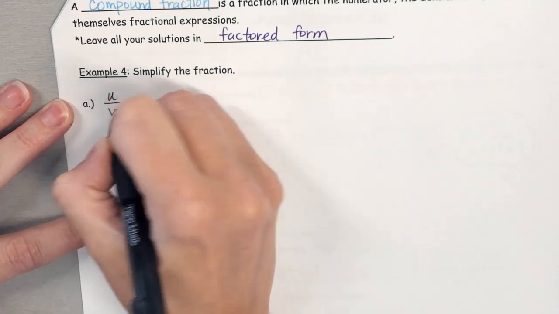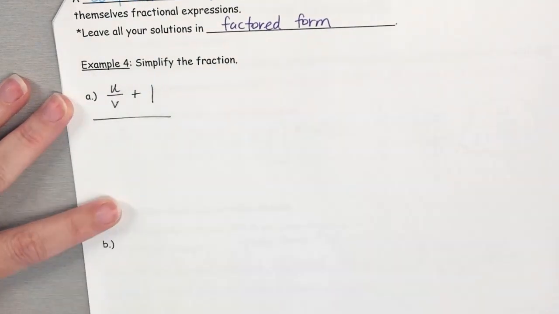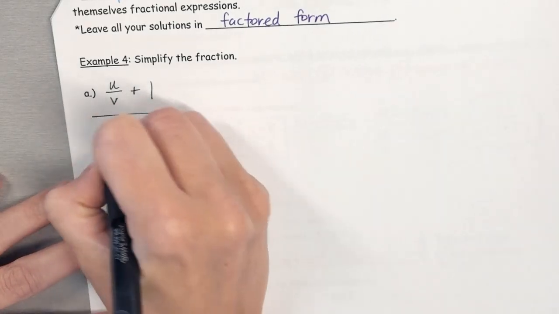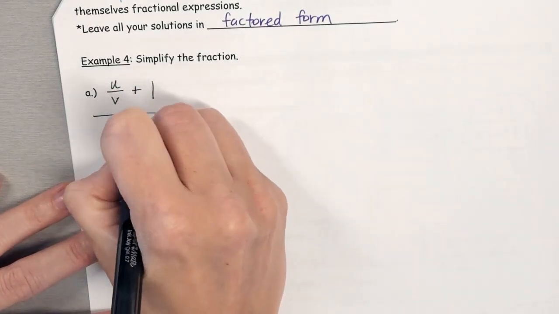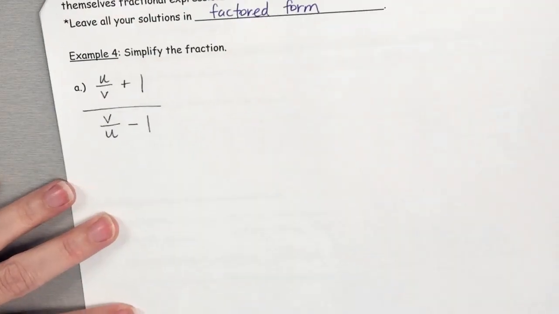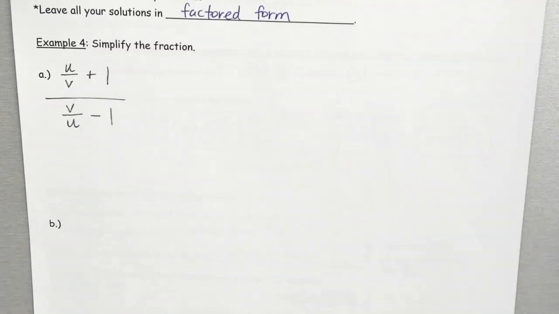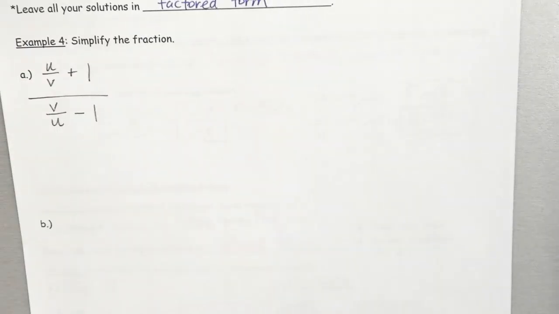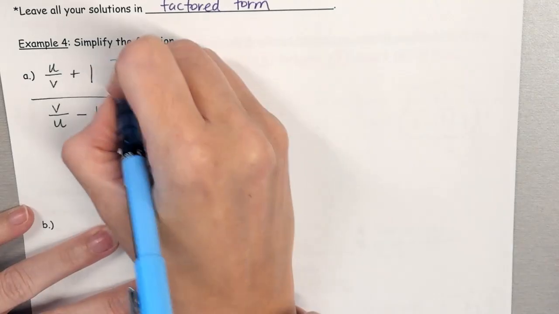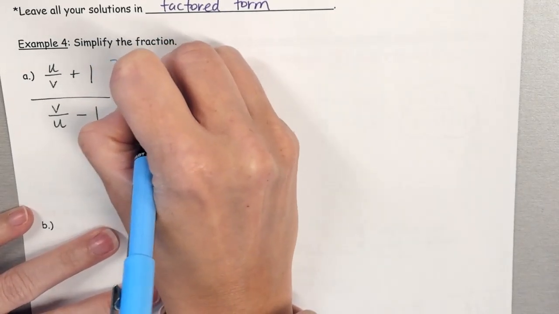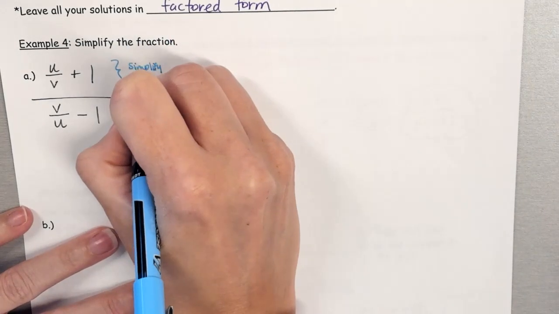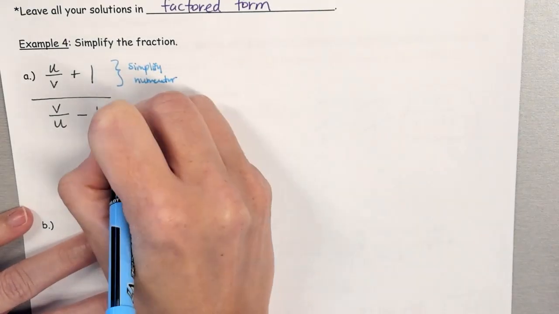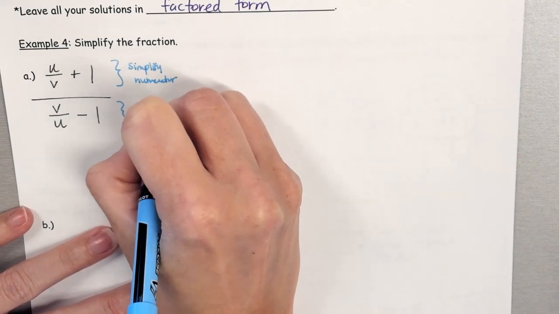some of you might remember the process from last year. So you have u over v plus 1 over v over u minus 1. You guys remember how we tackled something like that? Yeah, do the top, then the bottom, and then we do the division of fractions. Okay, so I always like to simplify the numerator. And then the denominator.